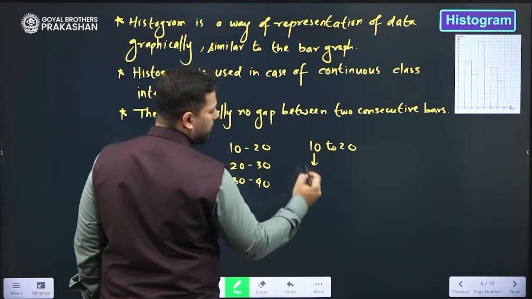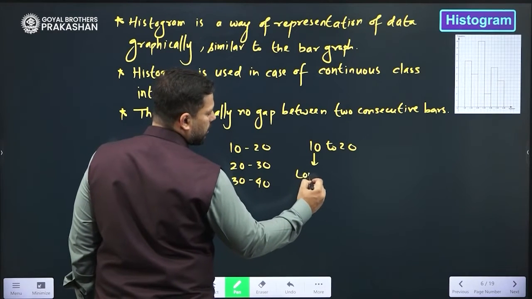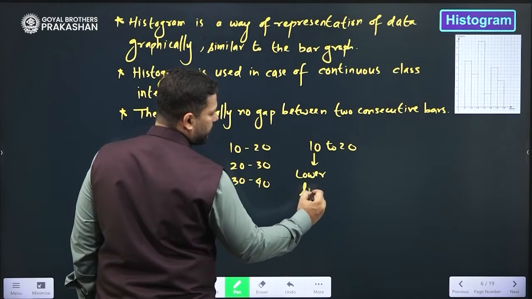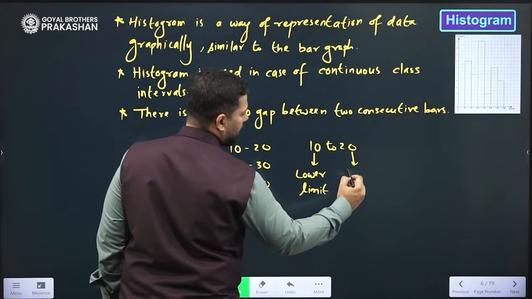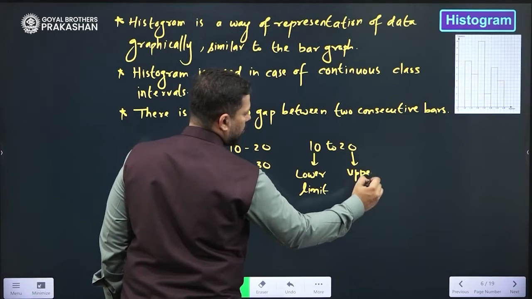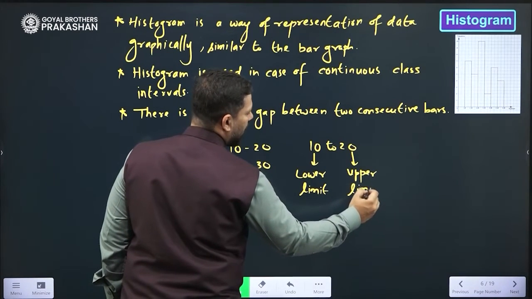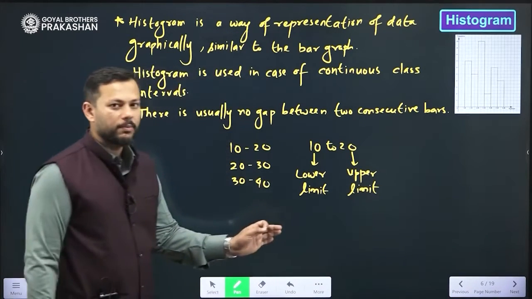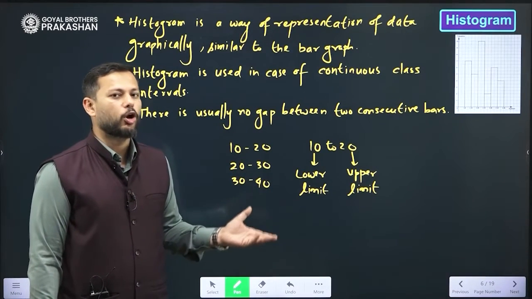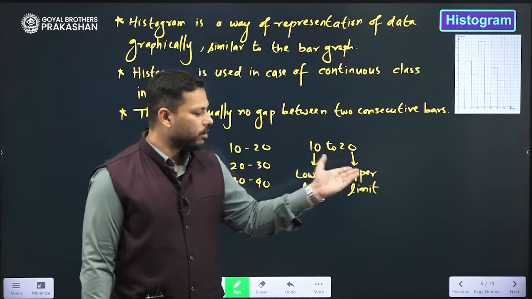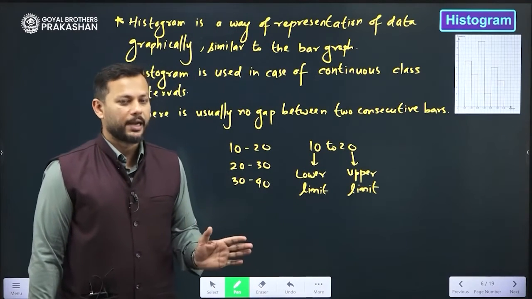Here 10 being the lower, it is written as lower limit, and in that class interval 20 is the upper limit. So each class interval has lower limits and upper limits. The smaller number of this class interval is called lower limit, and the higher number of that class interval is called upper limit.